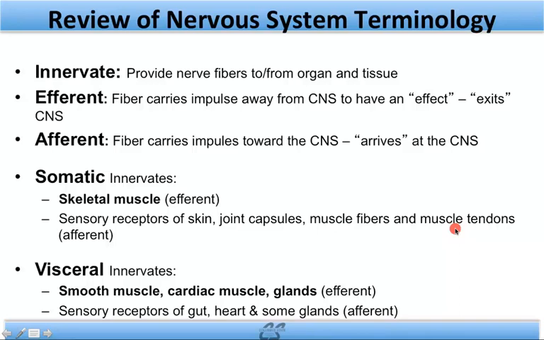Viscera you can pretty much think of as everything else, everything dealing with the organs. And again, an organ is simply a collection of tissues. So those structures collectively will be innervated by the visceral component, or visceral nervous system.